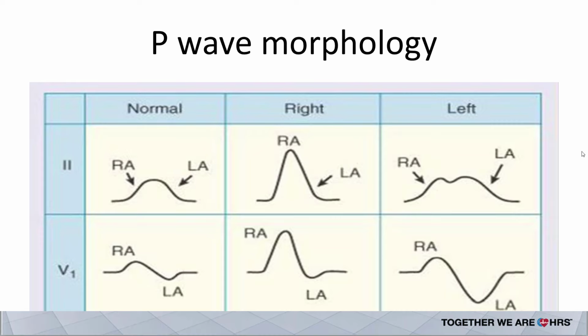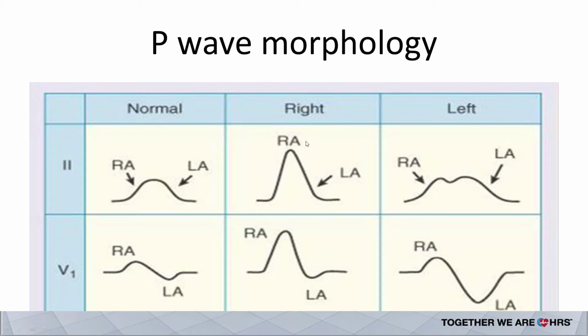And in normal, we can see the first part is the right atrial activation or depolarization, and the second part is the left atrium. And this makes this rounded shape in lead 2 with the dimensions I mentioned. In V1, we can see that it is positive, then negative. The positive part represents the right atrial depolarization, and the negative part, the left atrial depolarization.